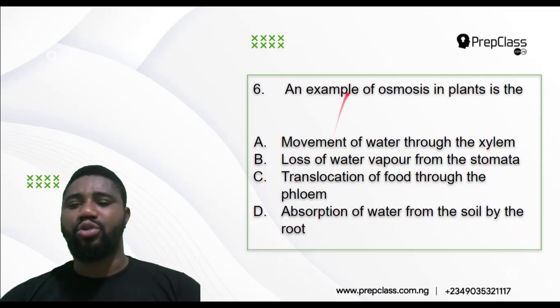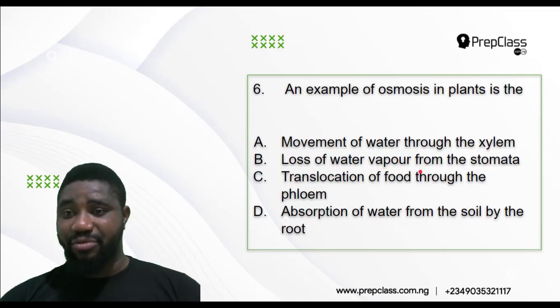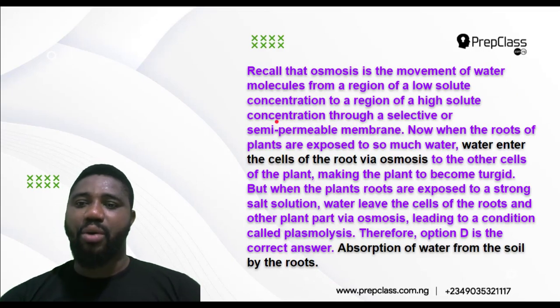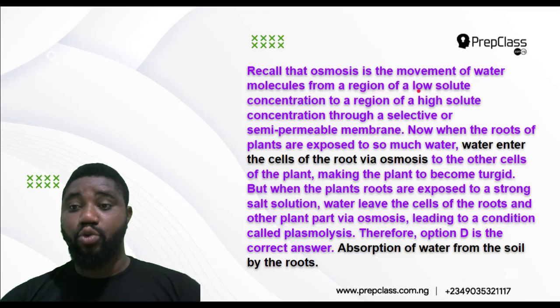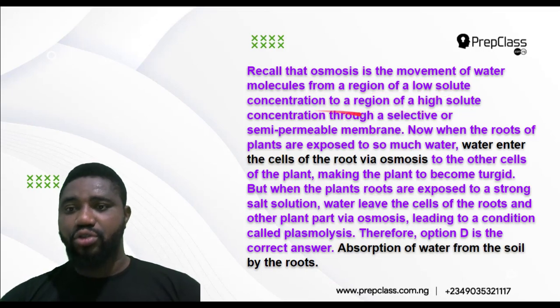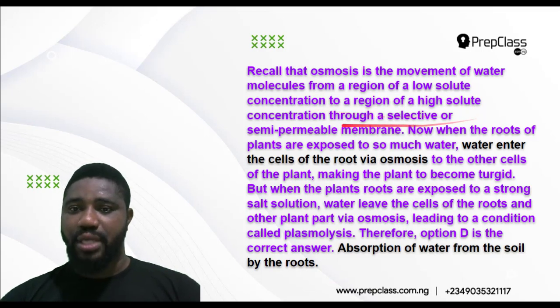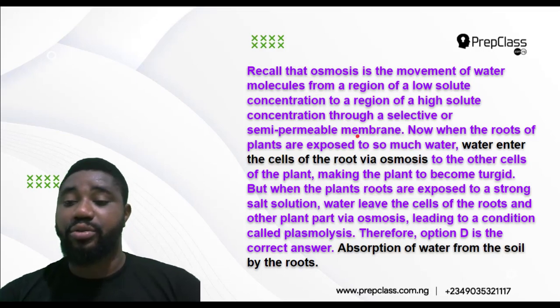Now, if you look at these 4 options, they look very similar. Movement of water through the xylem, absorption of water from the soil, loss of water from the stomata. So you have to look critically before you select the correct answer. Recall that osmosis is the movement of water molecules from a region of low solute concentration to a region of high solute concentration through a selective or semi-permeable membrane. Remember the definition of osmosis when we were in school.